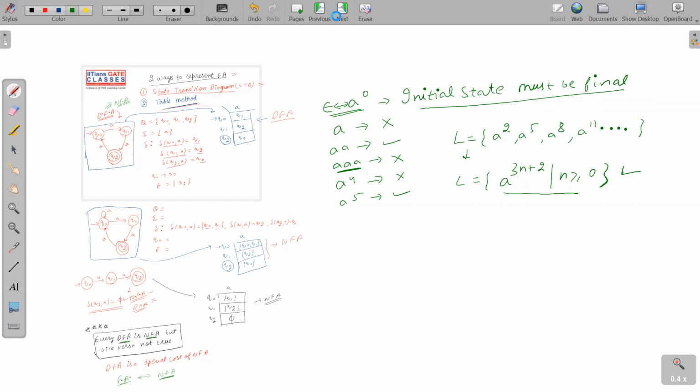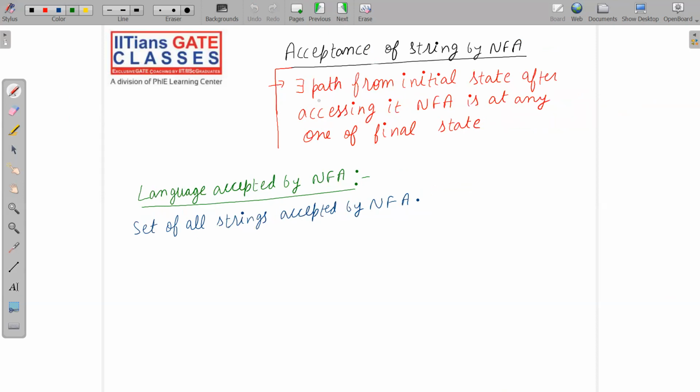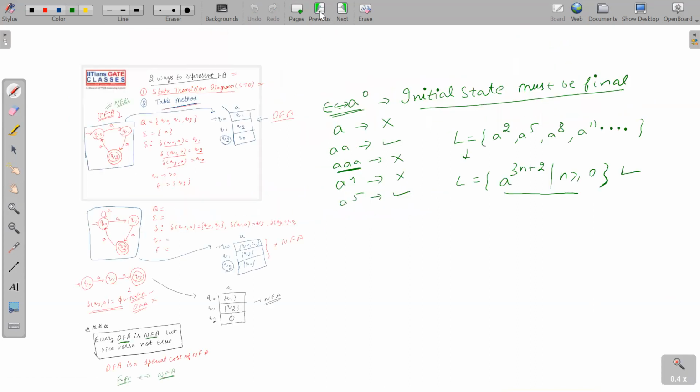Okay, so now language is nothing but the set of all strings accepted by DFA. Next is acceptance of a string by NFA. What do you mean by acceptance of a string by NFA? See, here I have made this NFA. What will be the string accepted? String accepted means there should be at least one path which leads us to the final state. Starting from the initial state, there should be at least one path which leads to a final state.